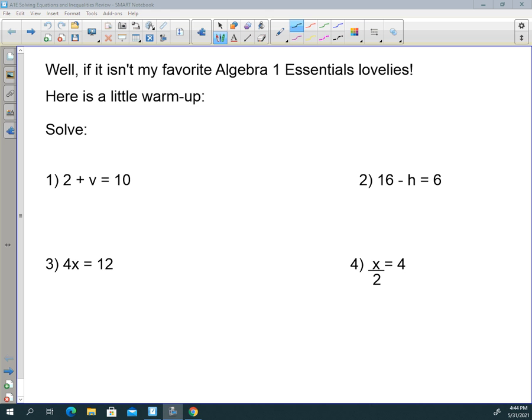So when we first started out, we started out with solving equations. And so if you remember, these are one-step equations. I'm going to ask you to pause this video and real quick solve these. I'll be back in just a sec.